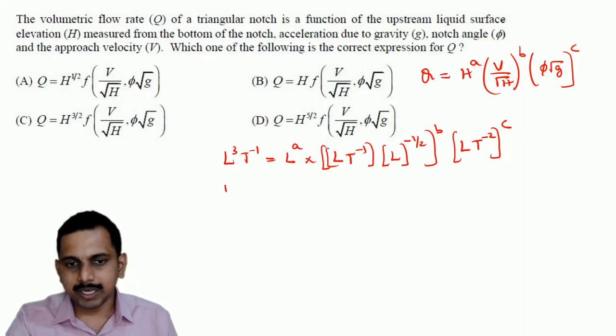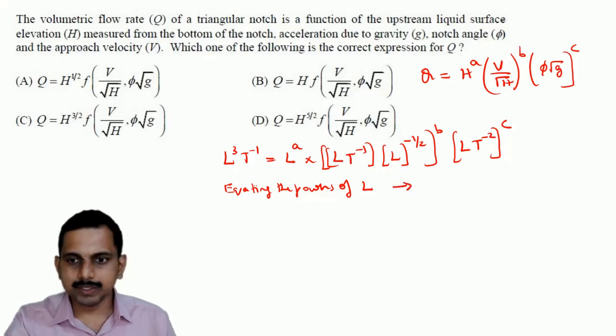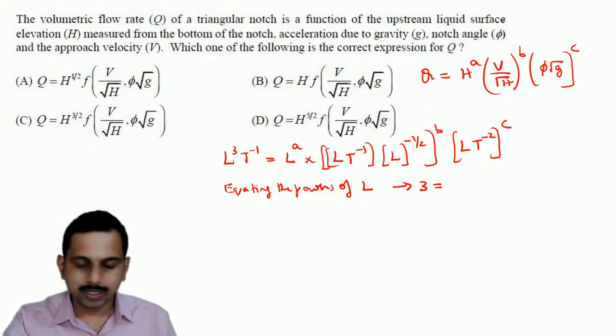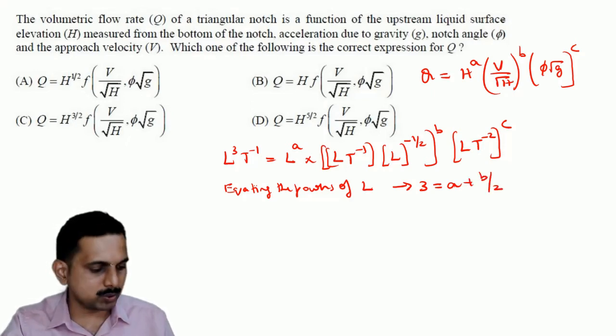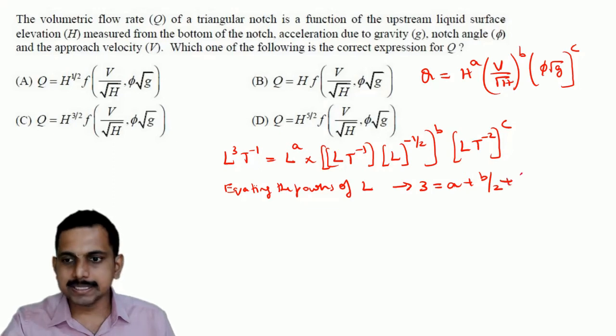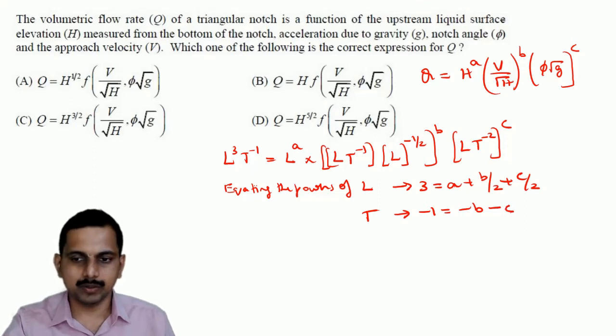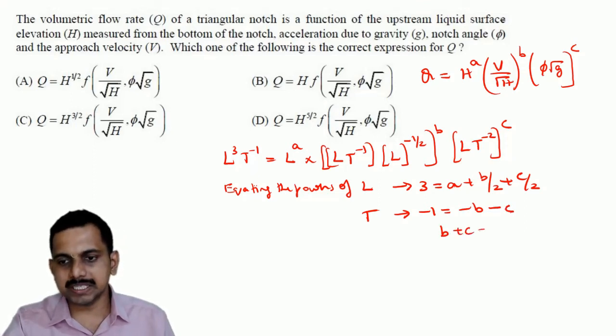First equation, equating the powers of L, we get 3 is equal to a plus b by 2, a plus b by 2 plus c by 2. Equating the powers of t, we get minus 1 is equal to minus b minus c. From this we get b plus c is equal to 1.